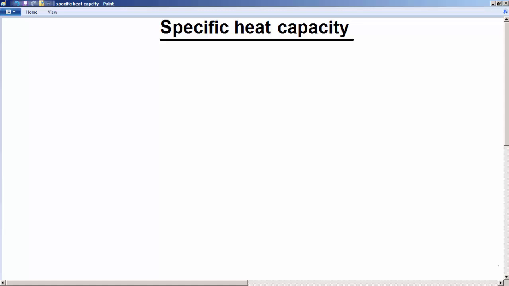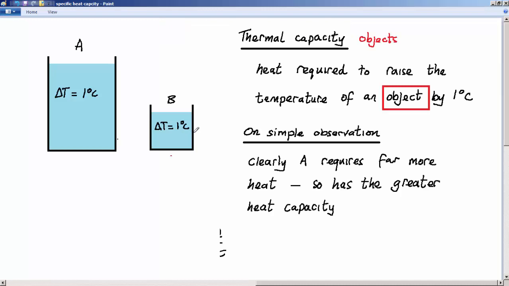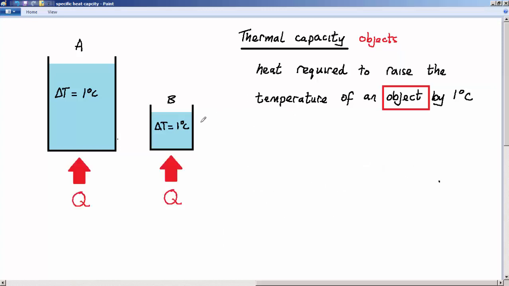In this lesson we're going to look at the specific heat capacity, or what is sometimes called simply the specific heat of a substance. So you remember in the previous lesson we looked at the thermal capacity. Let's just revisit that a minute. And we said that the thermal capacity is a property of the object. It's an external property. That's to say, you can look at it as the heat required to raise the temperature of the object by 1 degree Celsius.